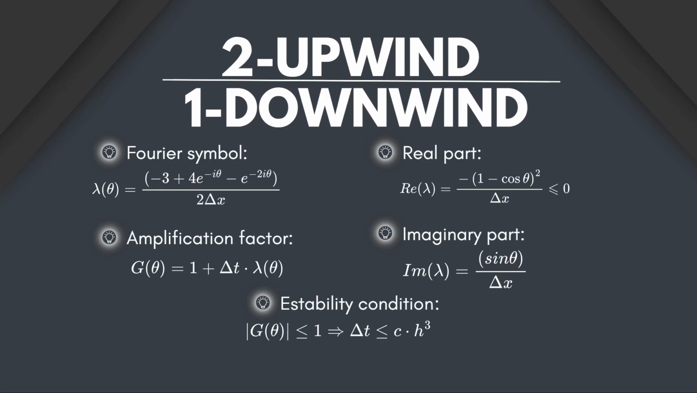Next, we analyze the biased stencil using 2 points upwind and 1 point downwind. This case is different. The real part of the Fourier symbol is negative. This places the eigenvalues in the left half of the complex plane, which allows them to fit inside the stability region of the Euler explicit method. Therefore, this scheme is conditionally stable provided that we satisfy a specific CFL condition, where delta t scales with delta x cubed.